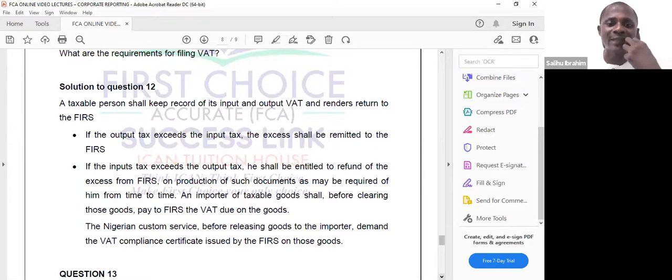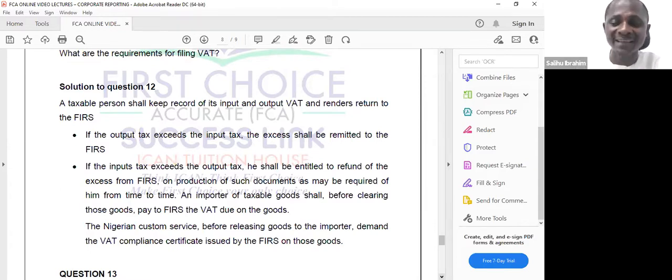So if the input tax exceeds the output tax, what do you do? You are entitled to a refund. But don't deceive yourself, government will not just refund you. If you claim that your input VAT is more than your output VAT, you are calling the tax authority to come for an immediate audit of your company, because the tax authority wants to be sure that your claim is genuine, and you have to be ready to produce all necessary documents that will show that your input VAT is higher than your output VAT.